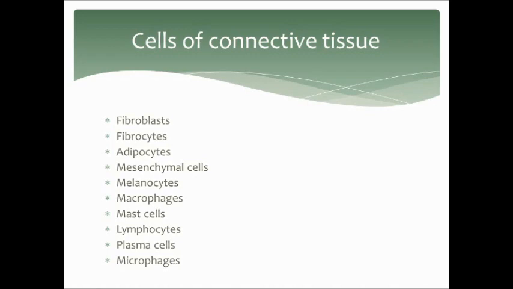Lymphocytes are a type of white blood cell. They can differentiate into plasma cells, which make antibodies. They also act as macrophages. And then we have microphages. Microphages are also other types of white blood cells. They tend to be smaller than lymphocytes, things like neutrophils.